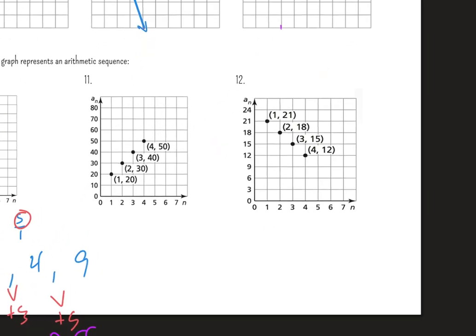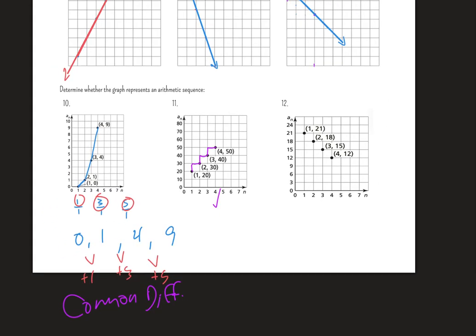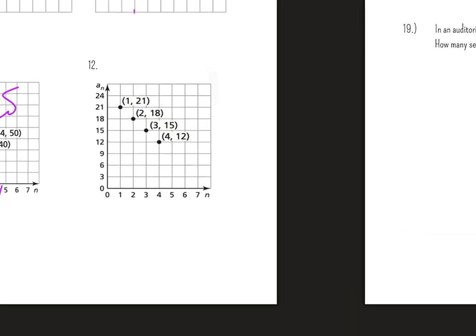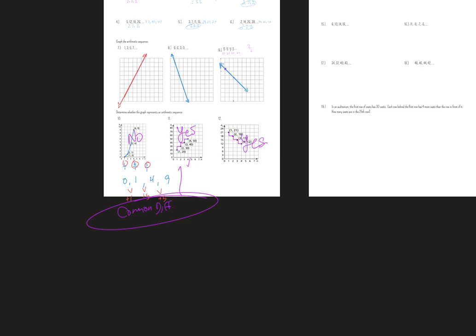Okay, this one, I can go ahead and tell you, this is arithmetic. We are going up 10 over 1, up 10 over 1, up 10 over 1. So yes, this one does. So here, let's make it crystal clear. No, yes. And let's see, we're going down 3 over 1 each time. And I'm also doing the math right there of 21 minus 3 is 18, 18 minus 3 is 15, and so on. So this one is also yes. And to just reiterate it, it's because these two have a common difference and this guy does not.